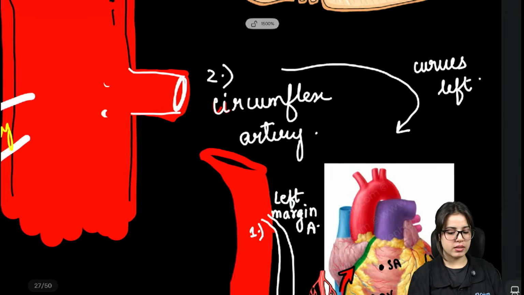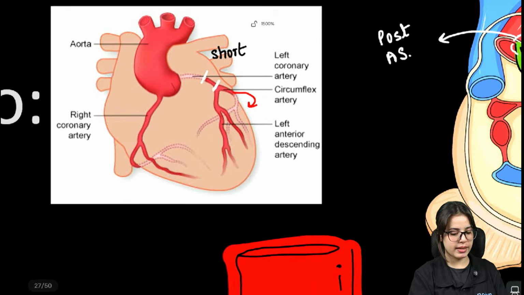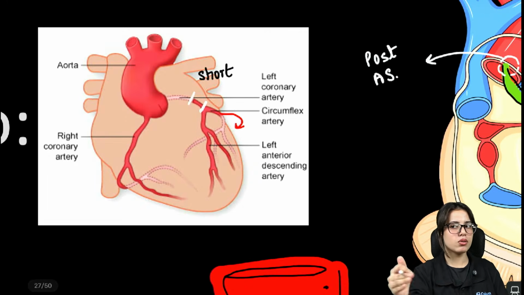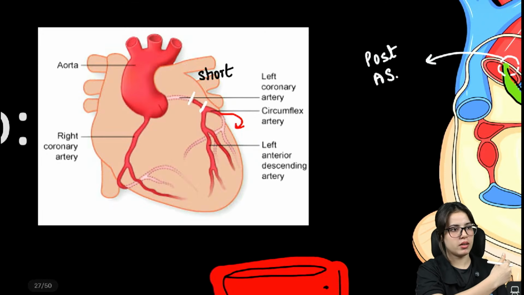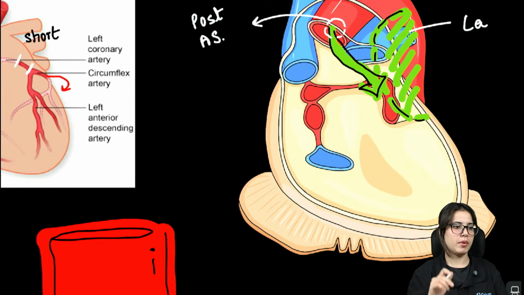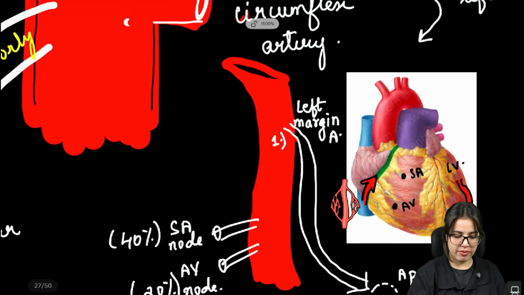Okay. Circumflex artery. Now the circumflex artery is quite different. Why? Because as soon as it divides, it sees its brother, the anterior interventricular artery, going towards the apex of the heart. It says, who's going to provide blood to the posterior part of the heart, to the left posterior part? So it goes back. It curves towards the left part of the heart.